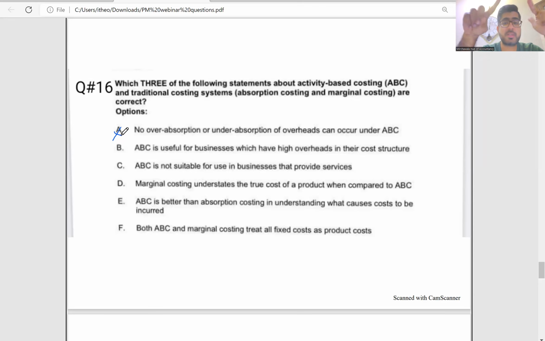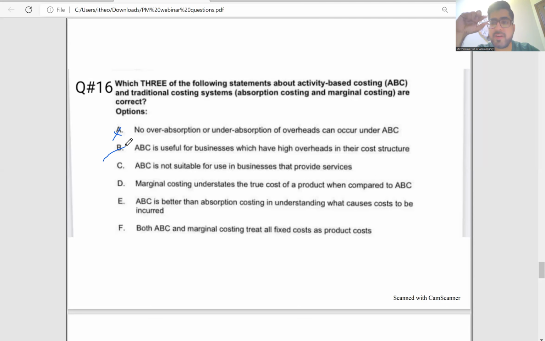That is the principle, that marginal costing doesn't have any over under absorption. No over under absorption can occur under ABC. That's wrong. Over under absorption can come in absorption costing as well as ABC. It cannot come in marginal costing. This statement is wrong. ABC is useful for businesses which have high overheads in their cost structure. True. This is what is taught by me as well in my lectures. I have specifically given the statement.